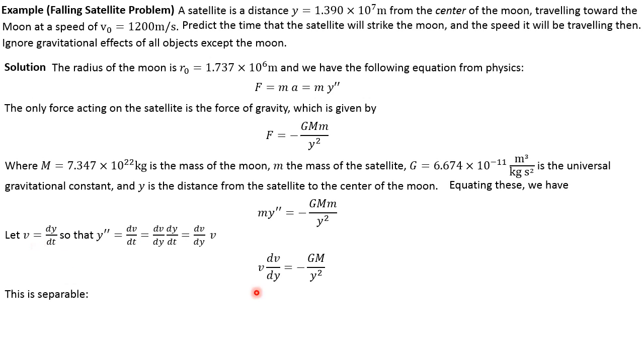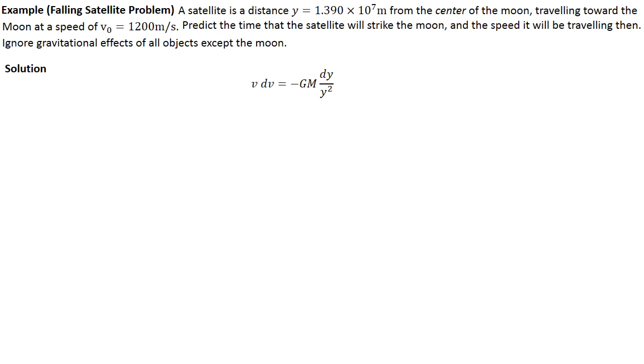This is a separable equation. v dv equals negative GM dy over y squared. We integrate both sides, and we get 1/2 v squared equals GM over y plus a constant of integration. Notice the minus sign went away when we integrated, which is cool.